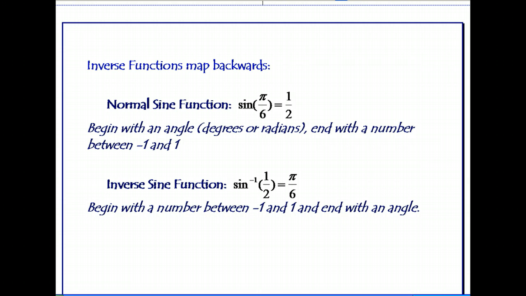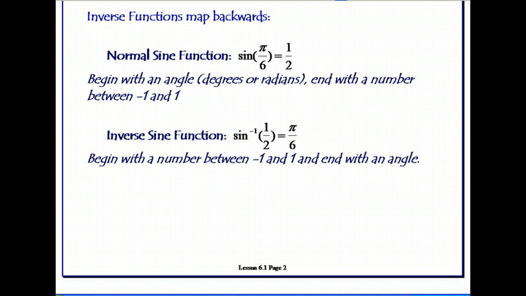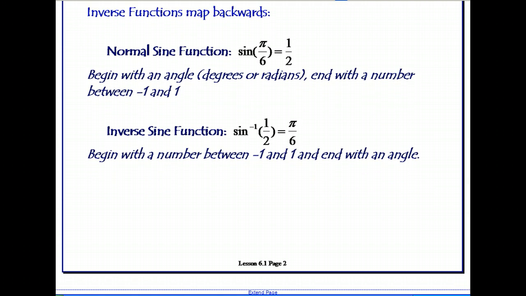Instead, what is the relationship with an inverse function? The answer is it goes backwards. So if I asked you the sine of pi/6, or if you're not so good with radians, what's the sine of 30 degrees? You'd look that up in your chart and say, oh, the sine of 30 degrees is 1/2. So what a regular trig function does is you give it an angle, in degrees or radians, and you end with a number for sine or cosine that's between -1 and 1.